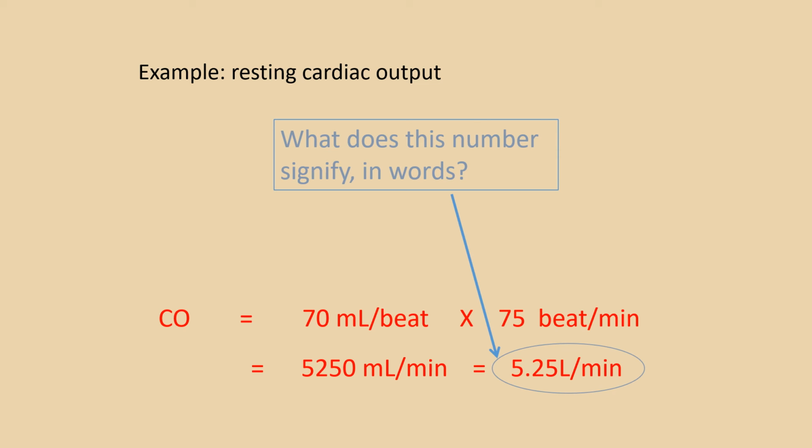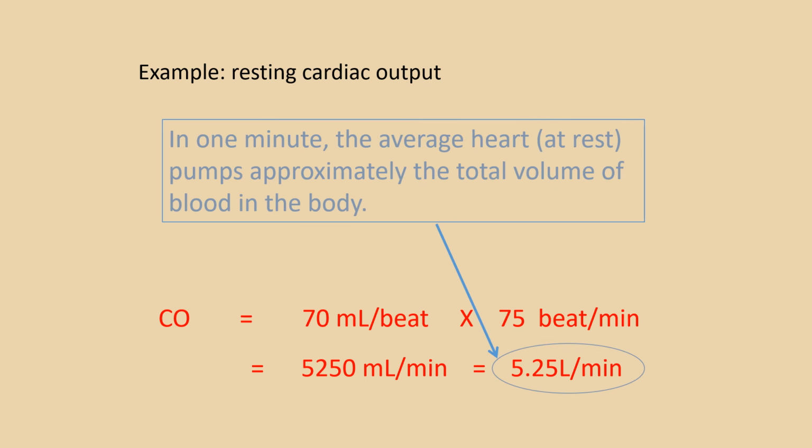And what does that number mean, 5.25 liters per minute? It means that for this person, when their body is at rest, their heart is pumping 5.25 liters of blood every minute. And every body at rest has a cardiac output of roughly 5 liters per minute.